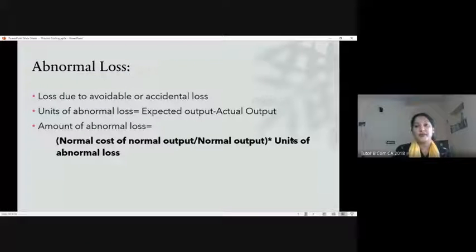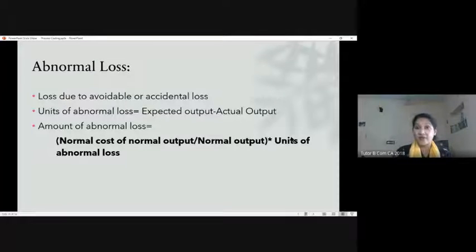The next thing we will be discussing in today's class is abnormal loss. As the name indicates, abnormal loss is not an anticipated one. We will never anticipate an abnormal loss, and it may result due to careless handling, or because of some unanticipated accidents or natural calamity.